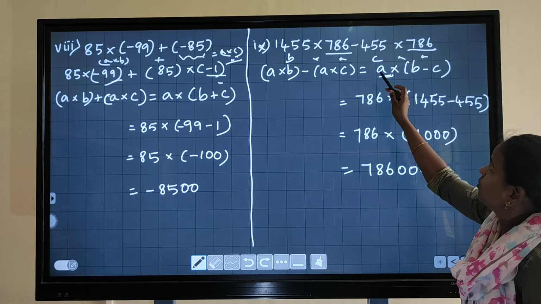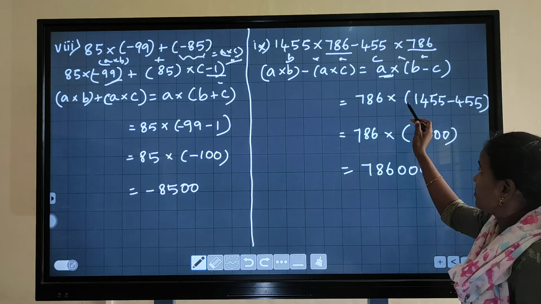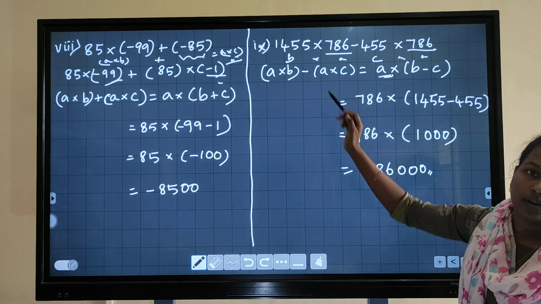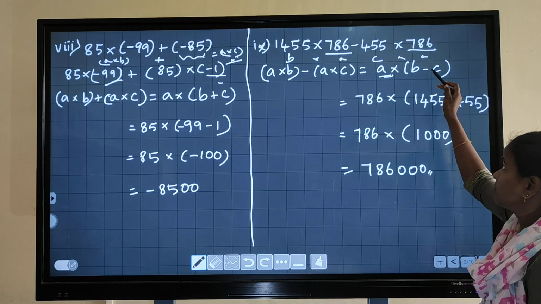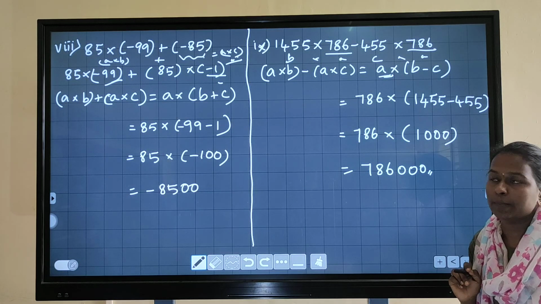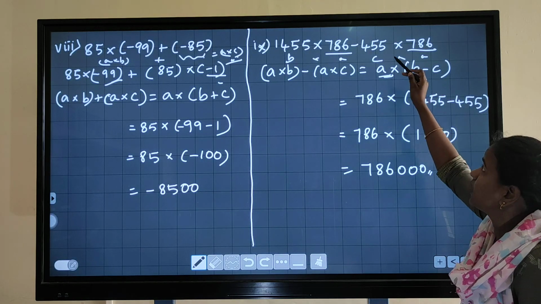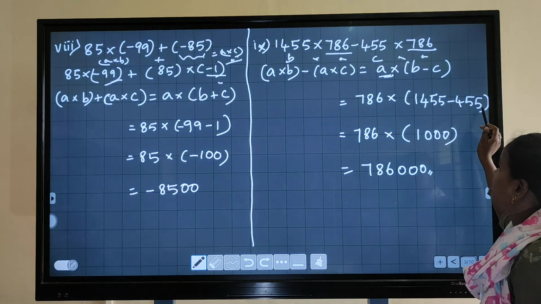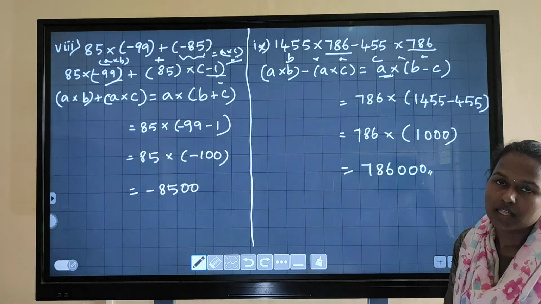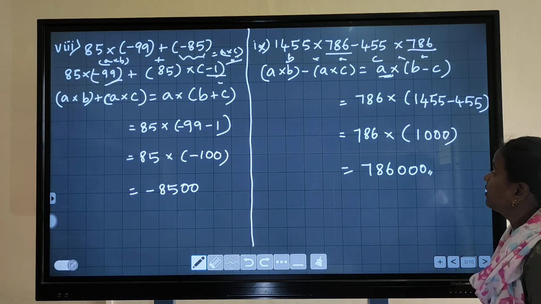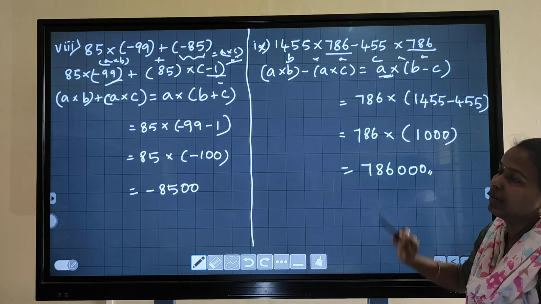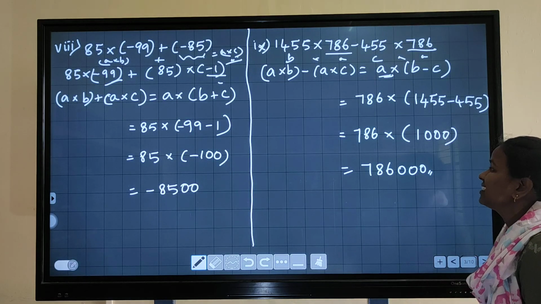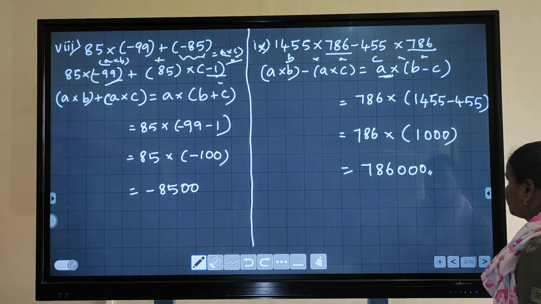So what is the A value? 786. Multiplied by, what is the B value? 1455, minus, because this is distributive property over subtraction, minus, what is the C value? 455. If you subtract 455 from 1455 you will get 1000. So 1000 multiplied by 786, you will get 786,000.